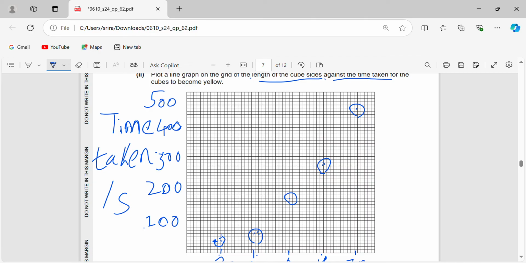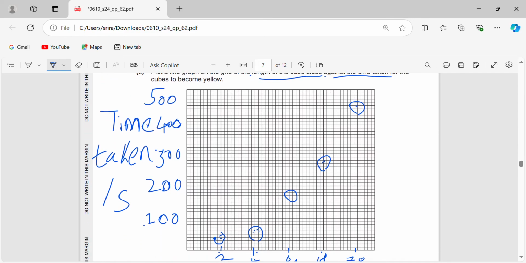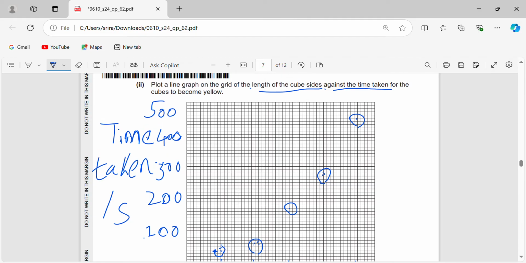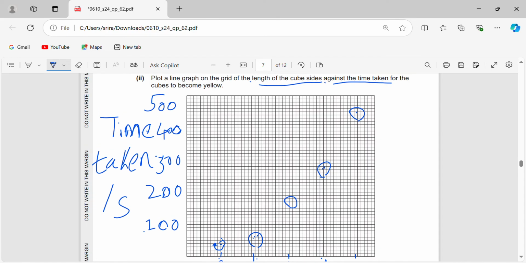Wait. 1, 2, 3, 4, 5, 6. Yeah, it's correct. Okay, so now here they've said a line graph. So the important thing you need to know for biology is you almost always never have to draw a best fit line, which is connecting most of the points. You almost always never have to draw one in biology unless they mention it.